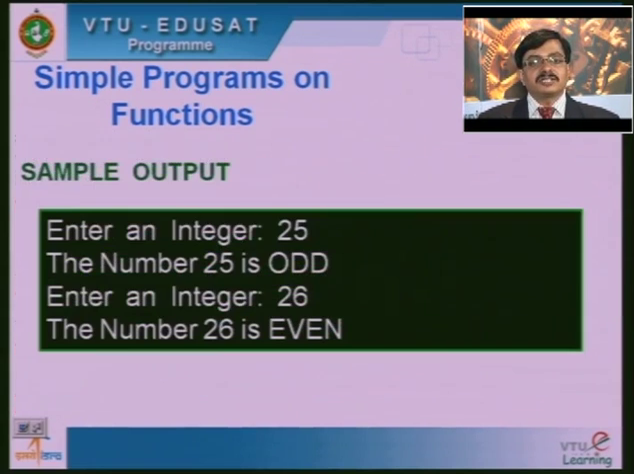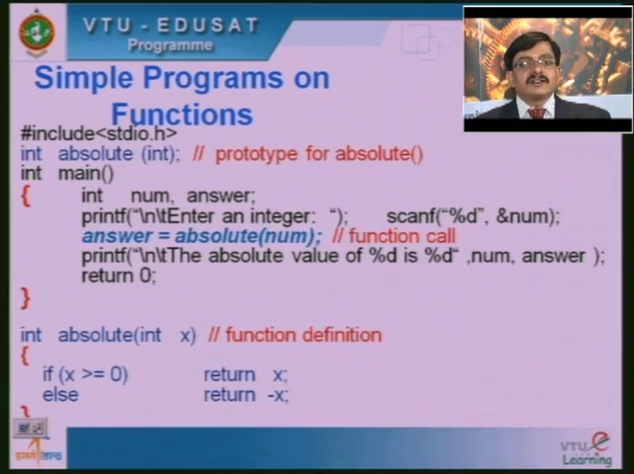The output of this program is: enter an integer, and I am entering the value 25. This 25 is passed as a parameter to the function check even odd, and that function prints that the number 25 is an odd number. Once again when I execute the code, I enter 26, and the check even odd function displays the result: the number 26 is an even number. Likewise I can make use of the function. Now let us see another example of a function.